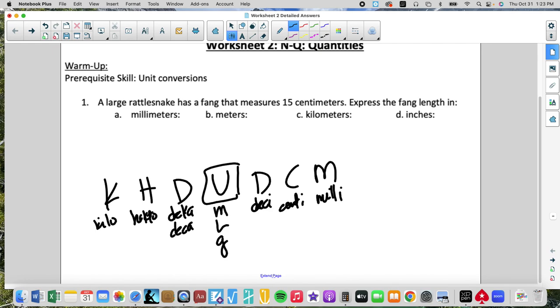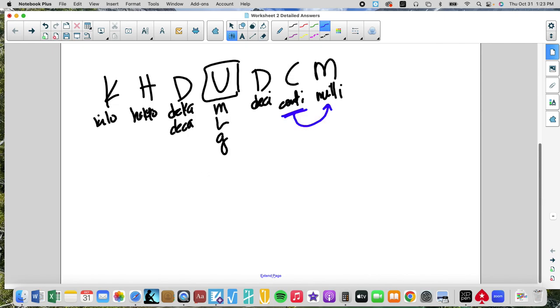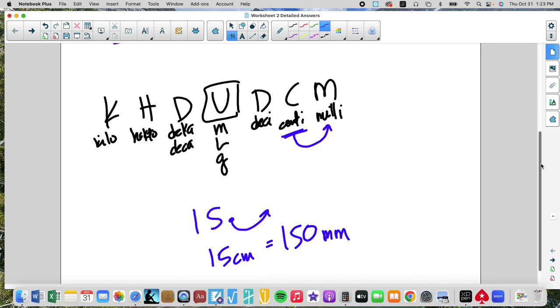Okay, so if we start with centimeters, that's important to know what we start with. We're starting with centi and we want to move to milli. So if I move from centi to milli, I'm going to go to the right one. If my number is 15, I'm going to take that decimal point and mirror that movement. So 15 centimeters is going to equal 150 millimeters. We okay with that?